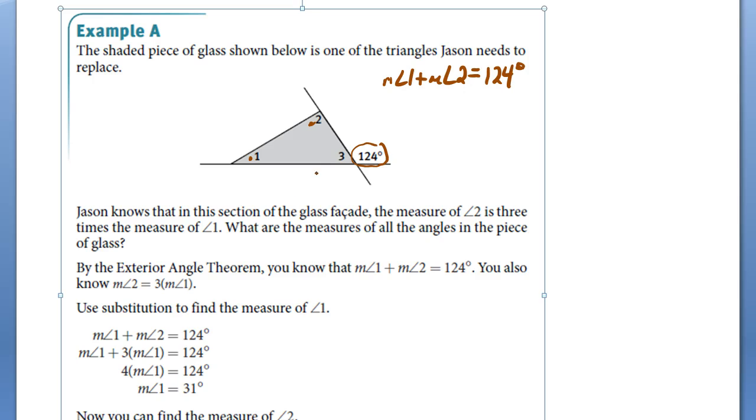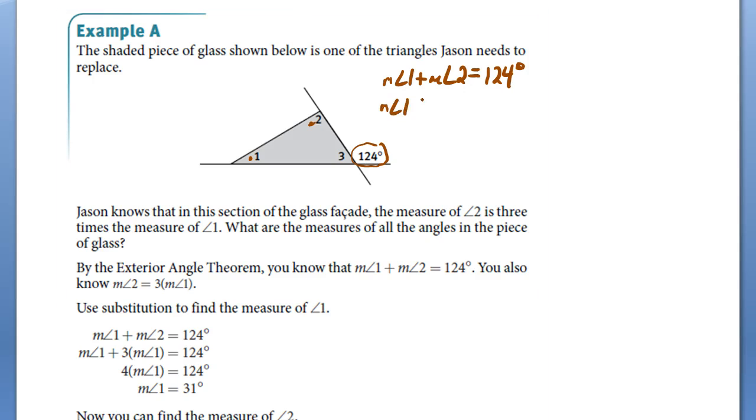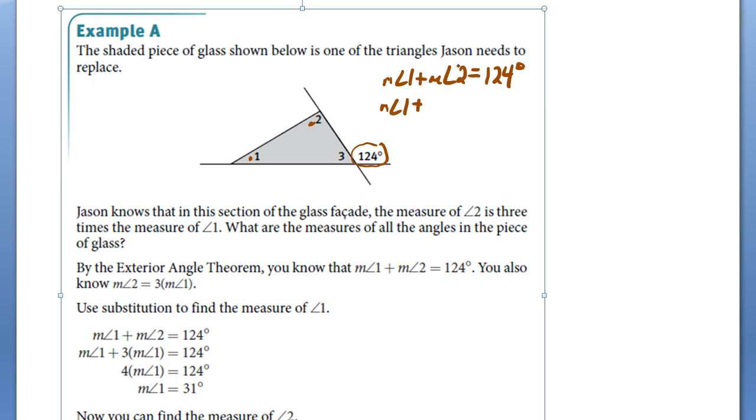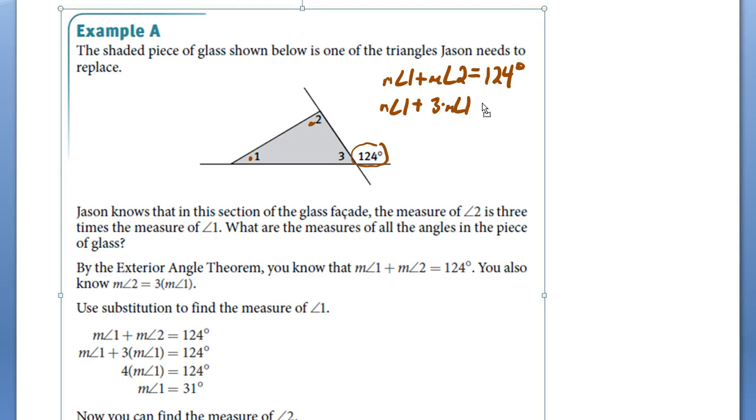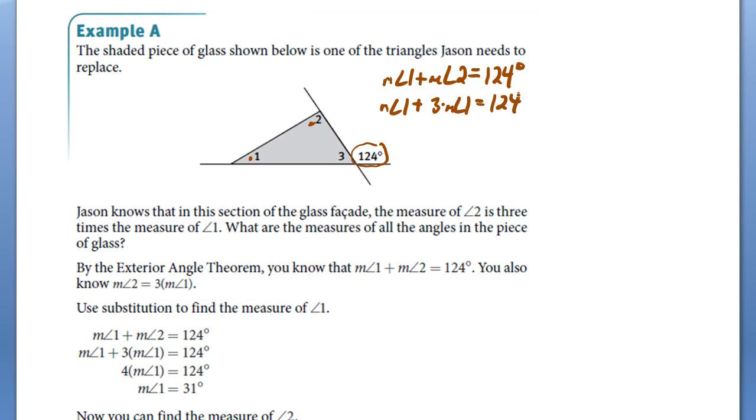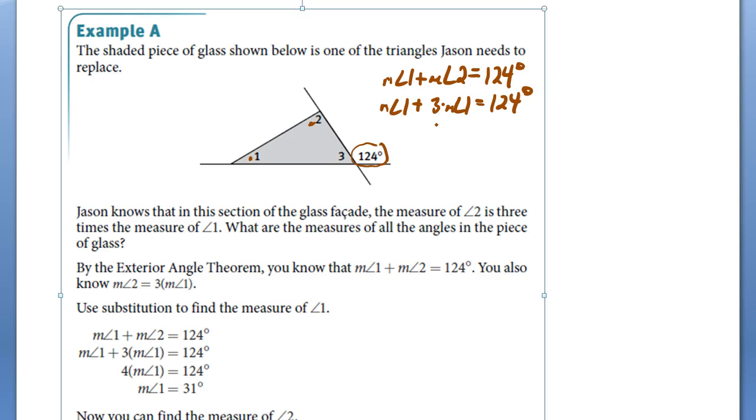Jason also knew that in this particular piece of glass, angle 2 was 3 times the measure of angle 1. So let's make a replacement. The measure of angle 1 plus, and then in place of angle 2, let's put 3 times the measure of angle 1. And that's equal to 124. Combining these together, we have 4 times the measure of angle 1 equals 124. And then divide both sides by 4, and we get that angle 1 is 31 degrees.